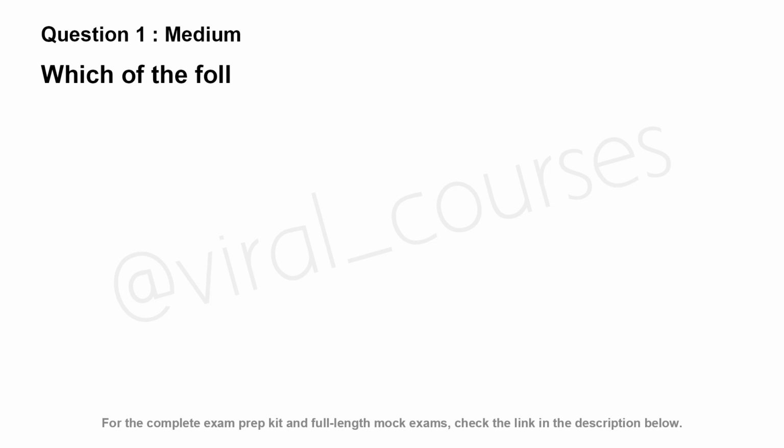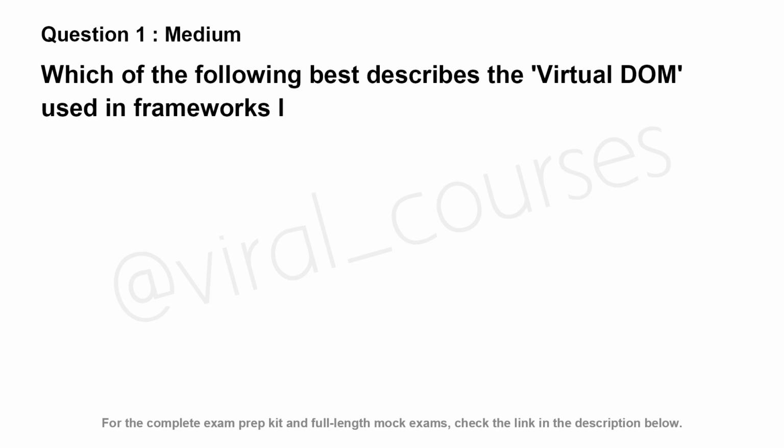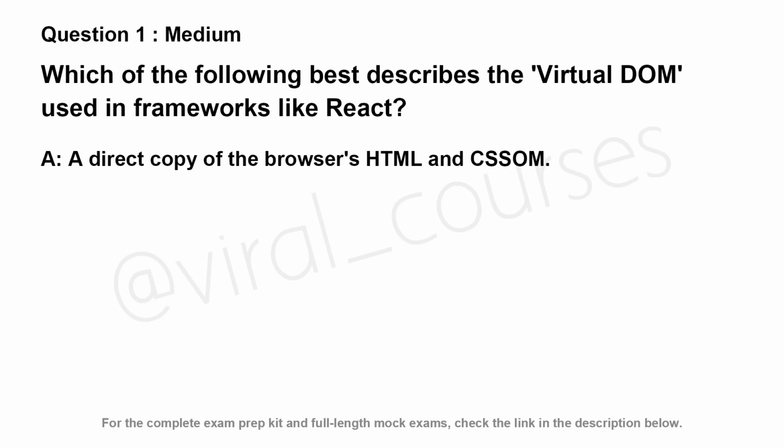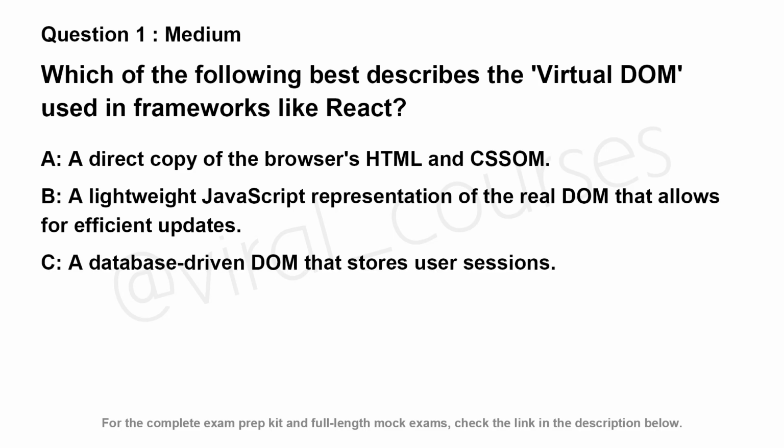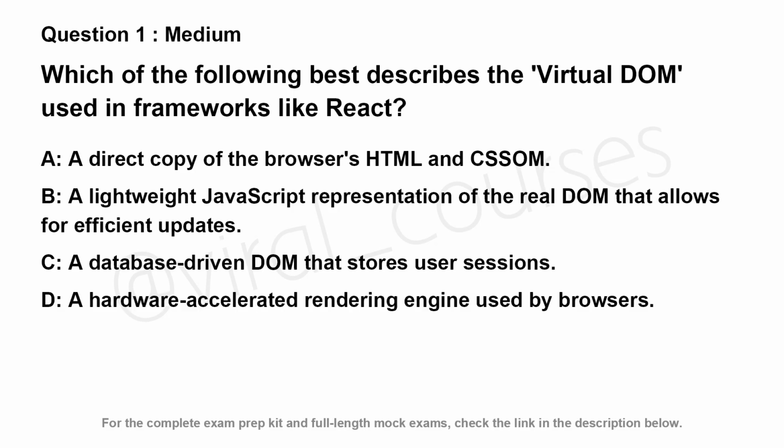Which of the following best describes the virtual DOM used in frameworks like React? Option A. A direct copy of the browser's HTML and CSSOM. Option B. A lightweight JavaScript representation of the real DOM that allows for efficient updates. Option C. A database-driven DOM that stores user sessions. Option D. A hardware-accelerated rendering engine used by browsers.